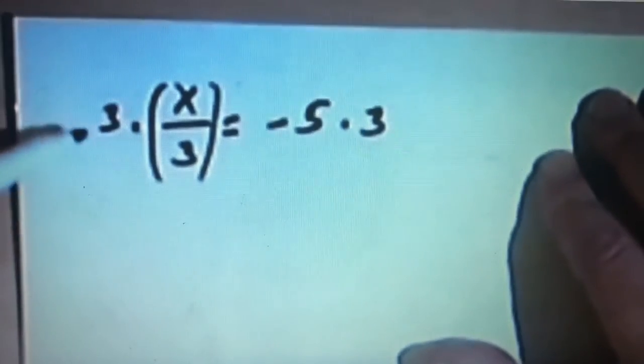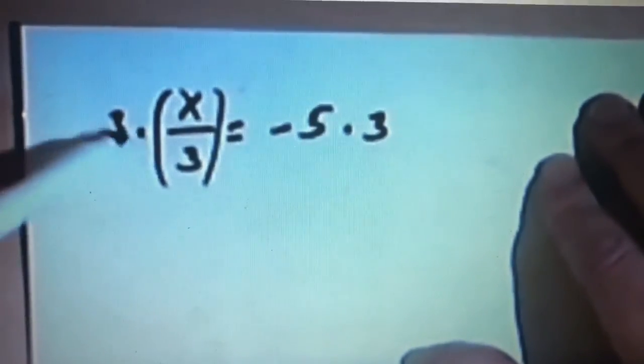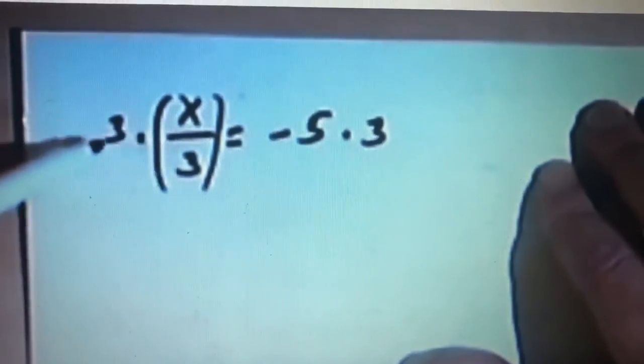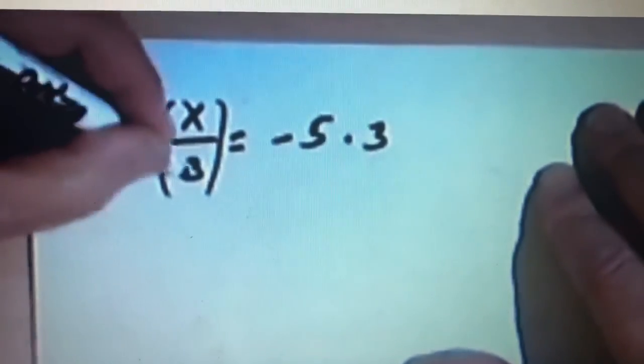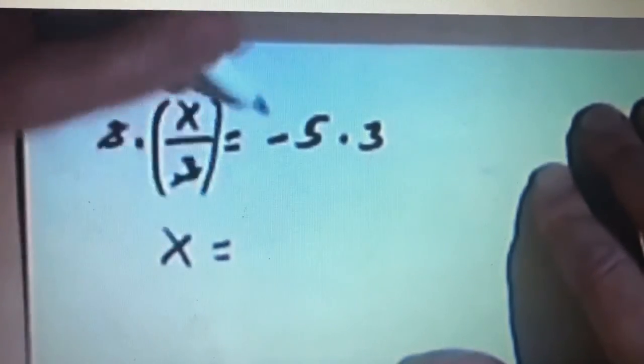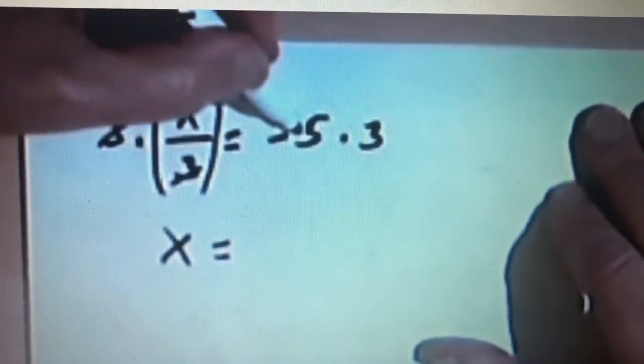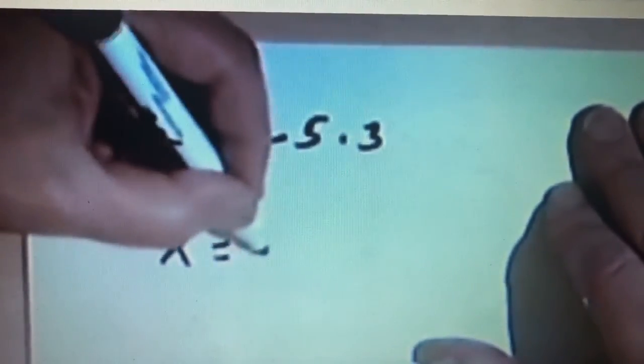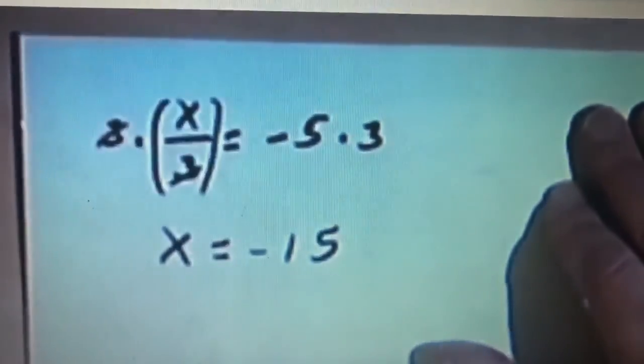Doing the multiplication on the left, these 3's are going to cancel, which is what I wanted to happen. That's what I expected. So I'll cross those out. And now I've just got an x. Doing the multiplication on the right side, I've got -5 times 3 is going to give me -15. And I can check this.